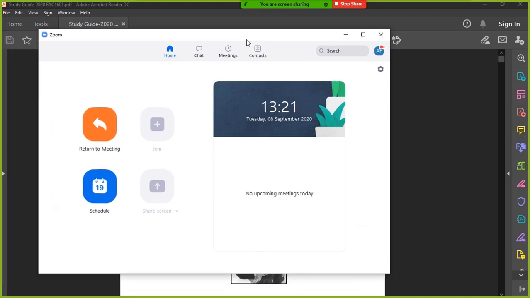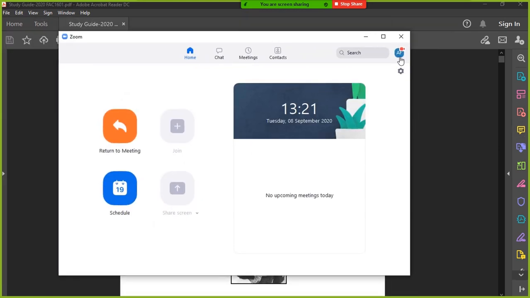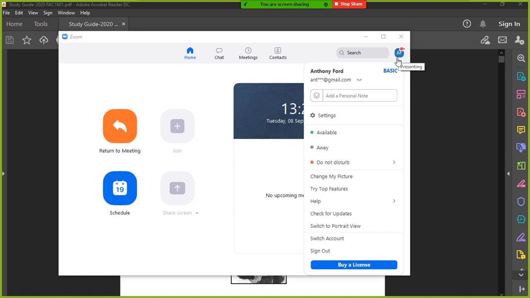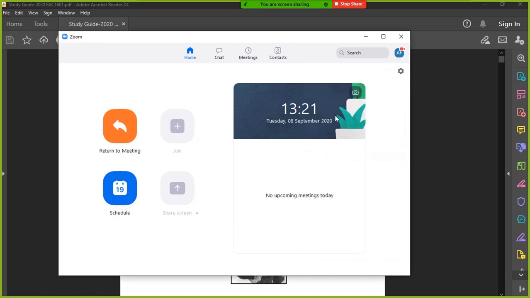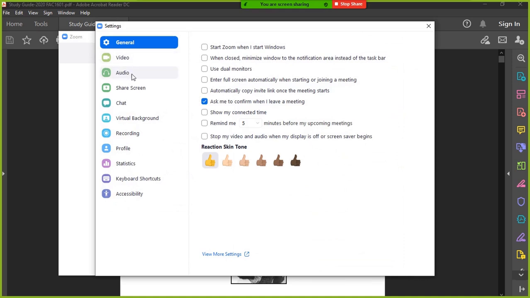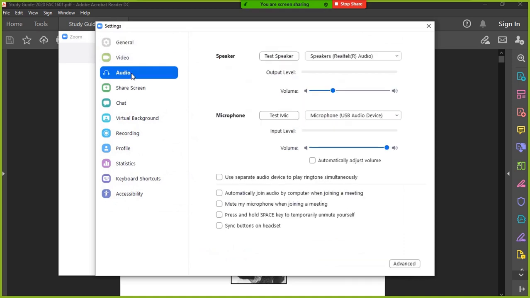You would have on the laptop, okay, you'll have this screen, and then over here on the top right, if you click that button, then you'll have the settings menu, and then if you click settings, then you'll have audio here, and then if you click audio, you can do the test. Right, so obviously I'm speaking, and my mic is working.